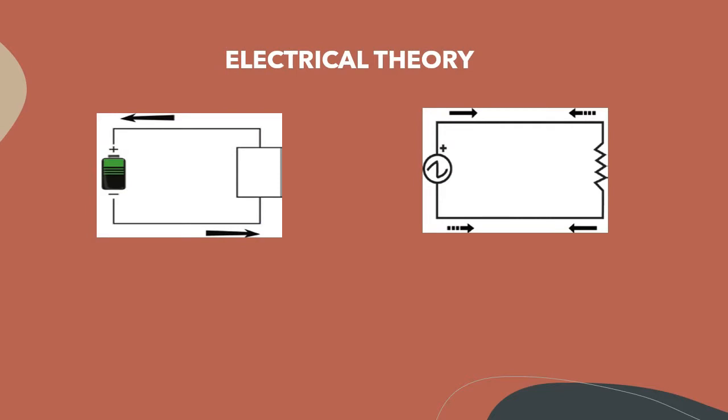Now, to start with our discussion, we have here two electrical theories, this one and this one. Can you name them, or are you familiar with the symbols or diagrams shown? Well, if you do, very good. So this one is direct current or DC. And of course, the other one is alternating current or AC.